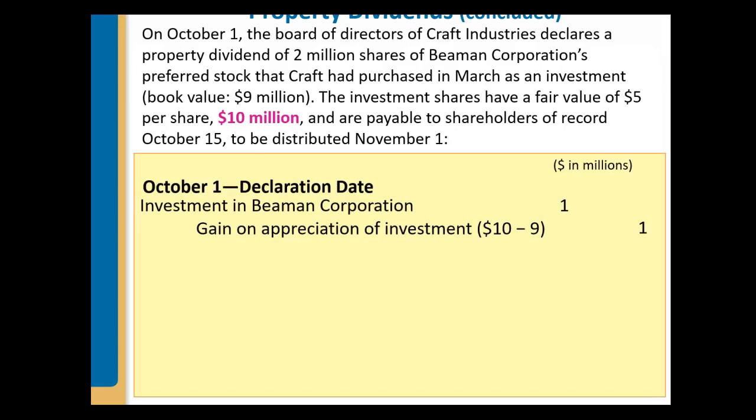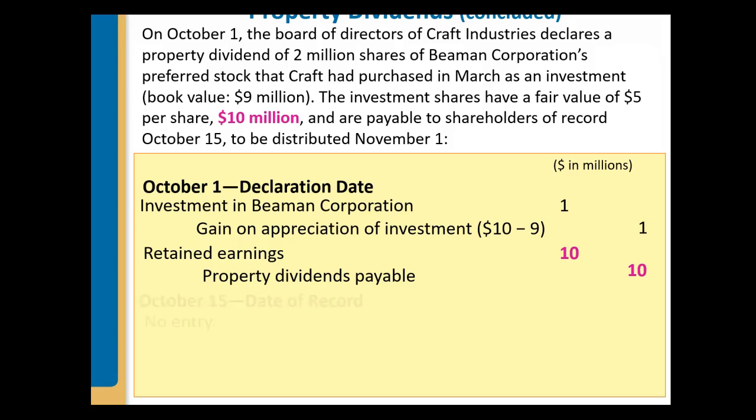A property dividend should be recorded at the fair value of the assets to be distributed, measured at the date of declaration. This may require revaluing the asset to fair value again prior to recording the dividend. So, as you see, a gain or loss gets recognized for the difference between the book value and the fair value, as I stated earlier.